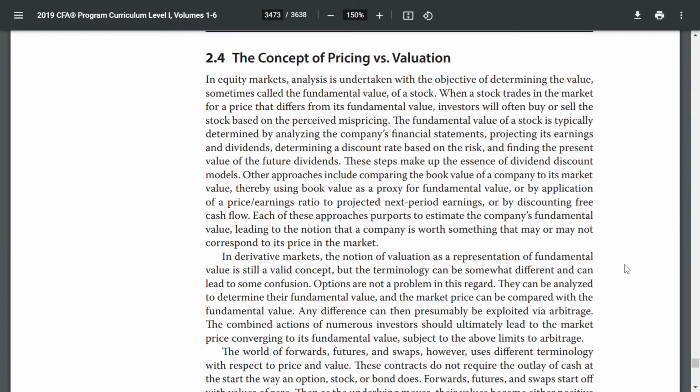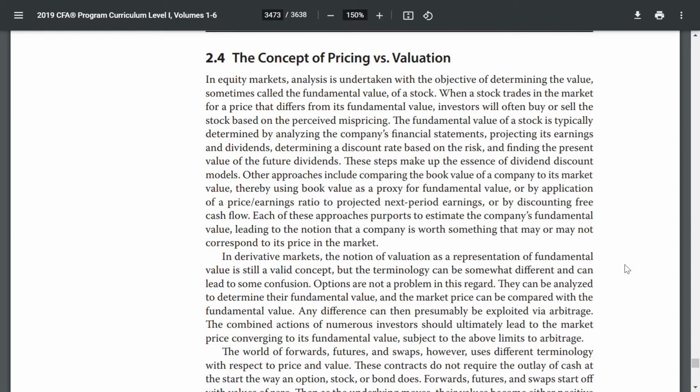The concept of pricing versus valuation in equity markets. Analysts undertake valuation with the objective of determining the value, sometimes called the fundamental value, of a stock. When a stock trades in the market for a price that differs from the fundamental value, investors will often buy or sell the stock based on the perceived mispricing.